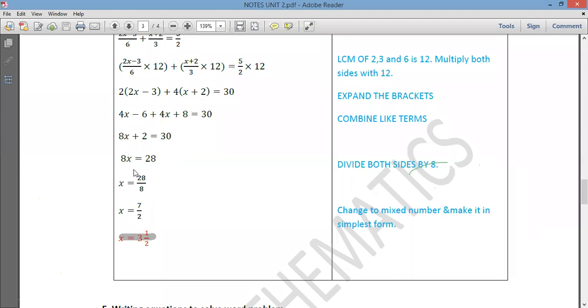So 8x divided by 8, you got x only. 28 divided by 8, you got 7/2. Okay, always change your improper fraction into mixed number and make sure it is in simplest form.